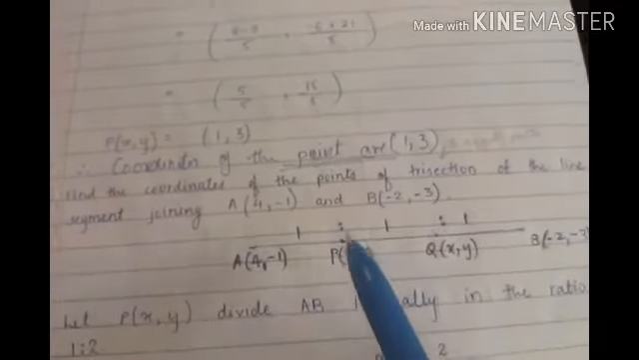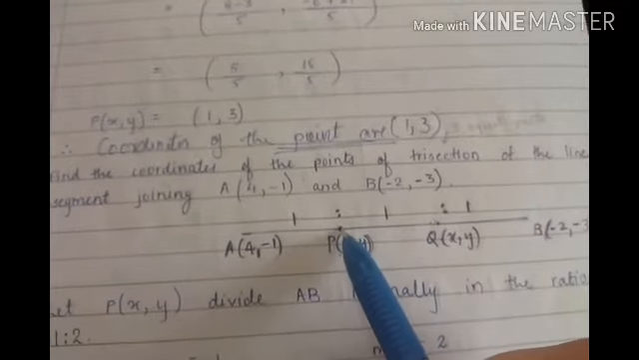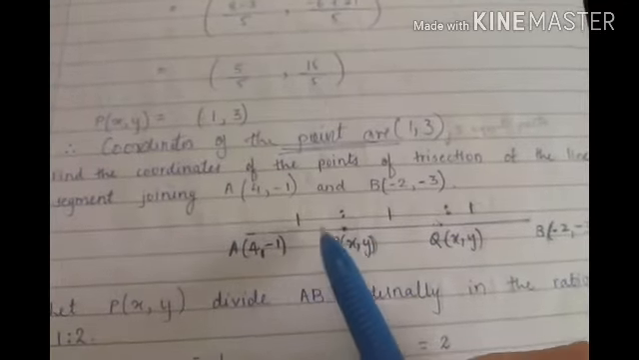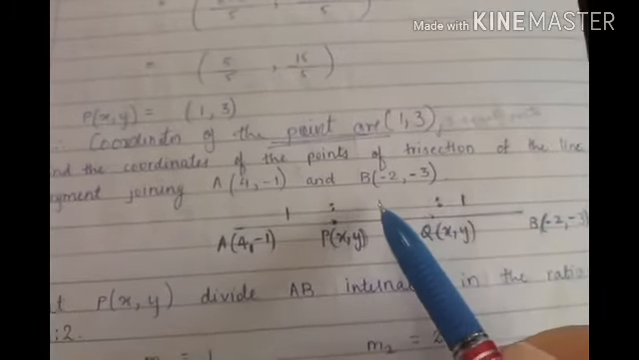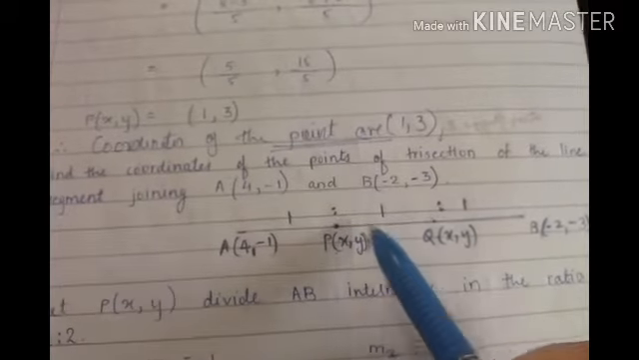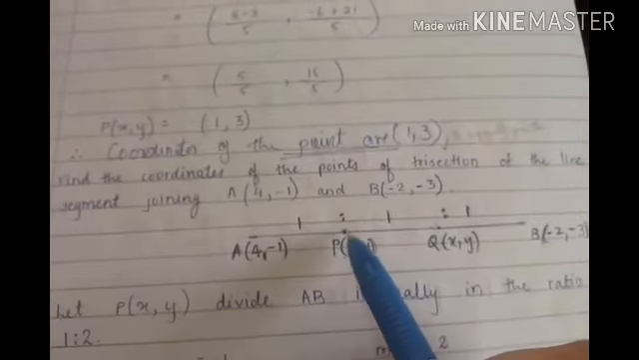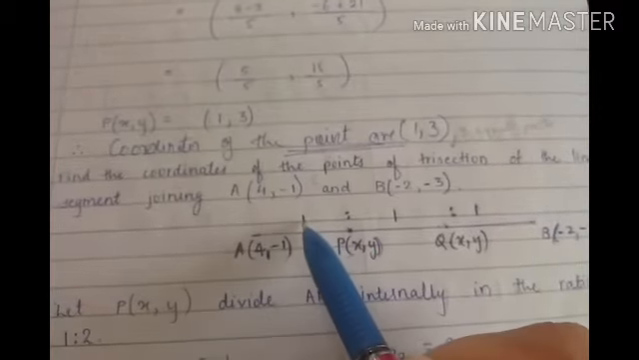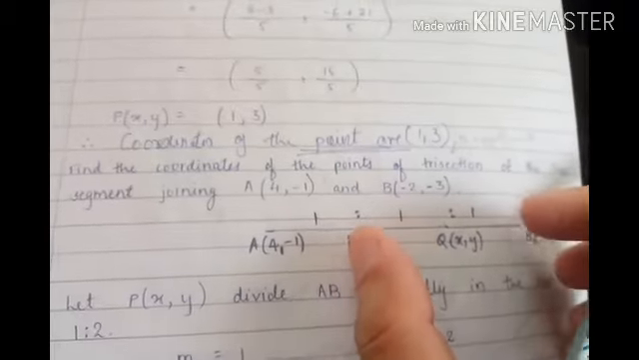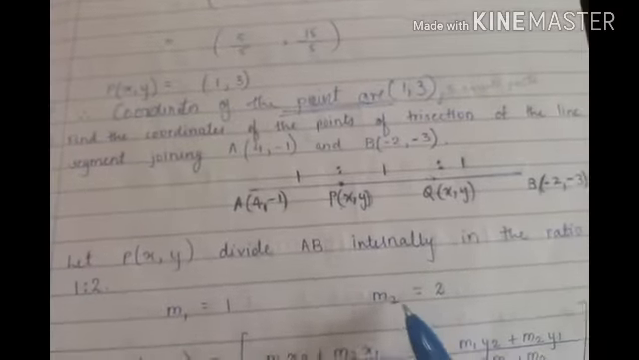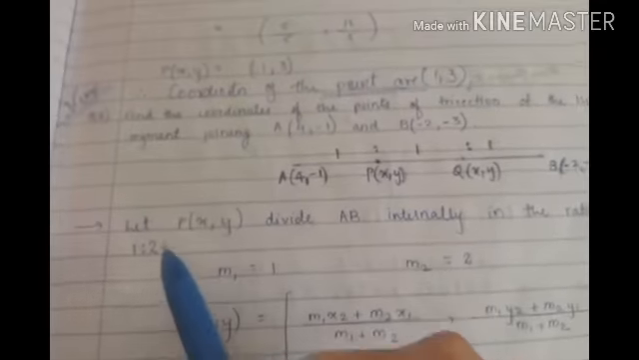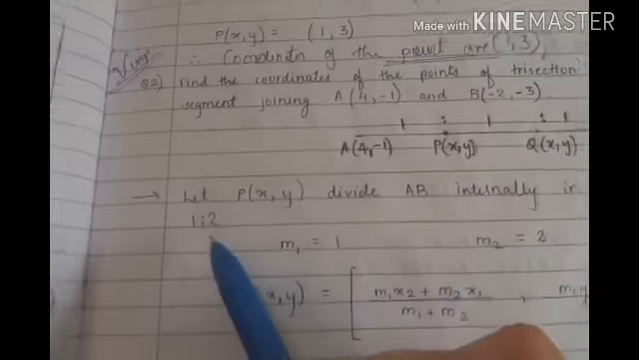What does it mean? If we want to find the coordinates of this point P, from here to here, how many parts are there? One part. From here to here, how many parts are there? This is one part, this is one part. So these are 2 parts. So this point P divides AB in the ratio 1:2. The total from here to here is 2 parts. So it divides it in the ratio 1:2. So what is the value of M1? M1 is 1 and M2 is 2, because in 1:2, it is M1 to M2.